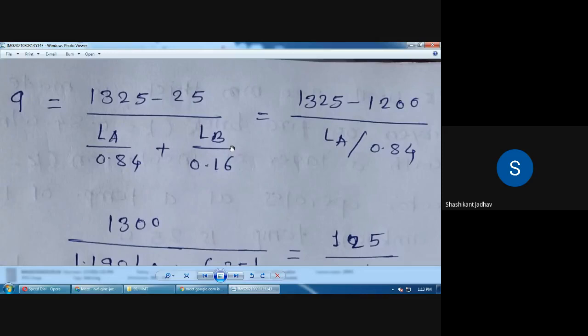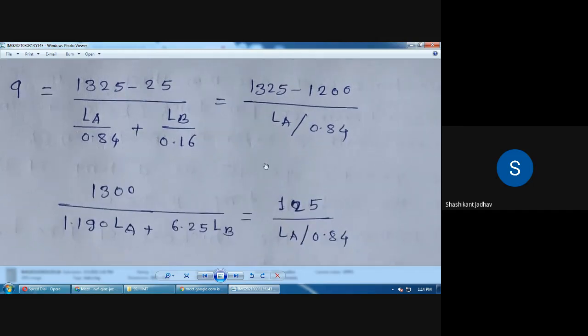In the given data, we have one formula: LB is equal to 0.32 minus LA. So instead of LB, we put 0.32 minus LA, and then only one unknown is there, LA. By using these two equations we find the value of LA. Now 1/0.84, if we solve it, gives 1.190 LA, plus 1/0.16, which is 6.25 LB, is equal to 125 divided by LA divided by 0.84.